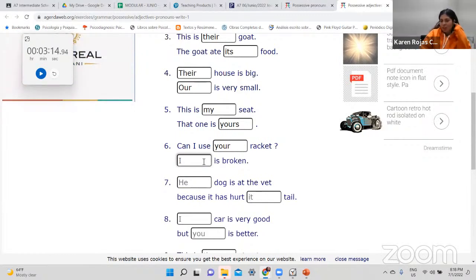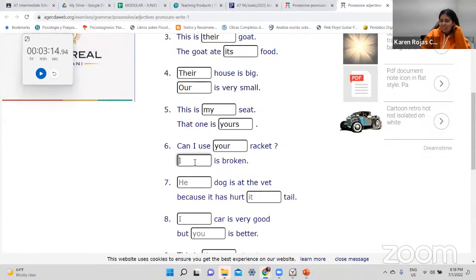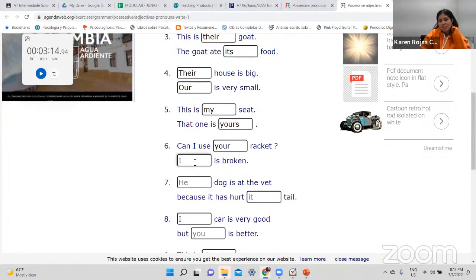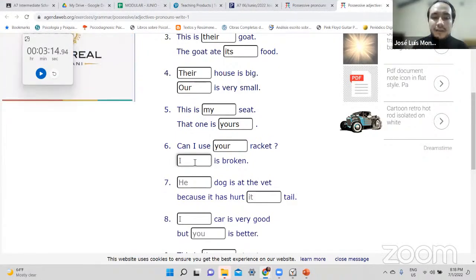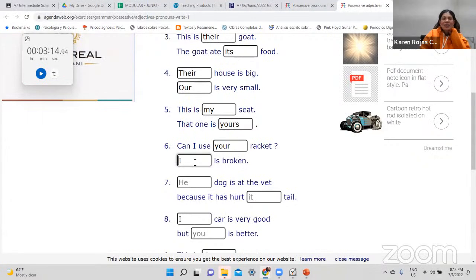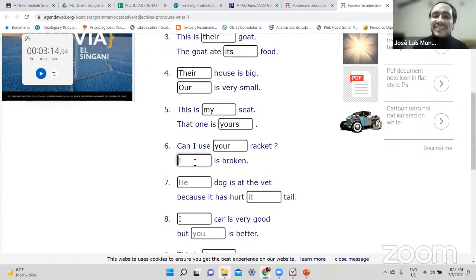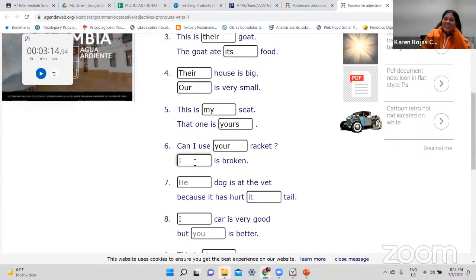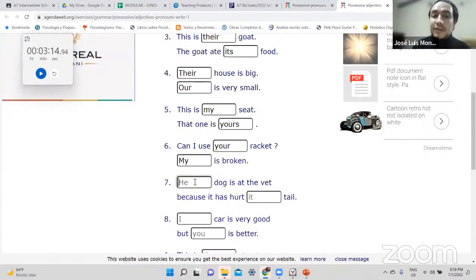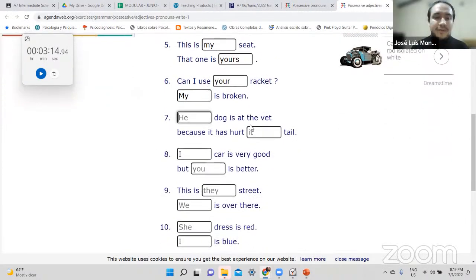I don't know if I use my or mine. Try to guess. Which one sounds better for you? Mine is broken. My is broken. Two sounds good, but then you have to guess. All right, guess one of them. My. All right, we're going to check again. And with this, I think you're going to understand. You're going to see. What about number 7?